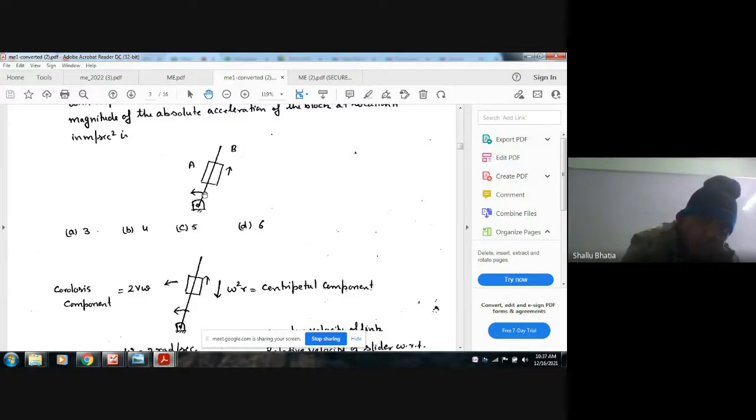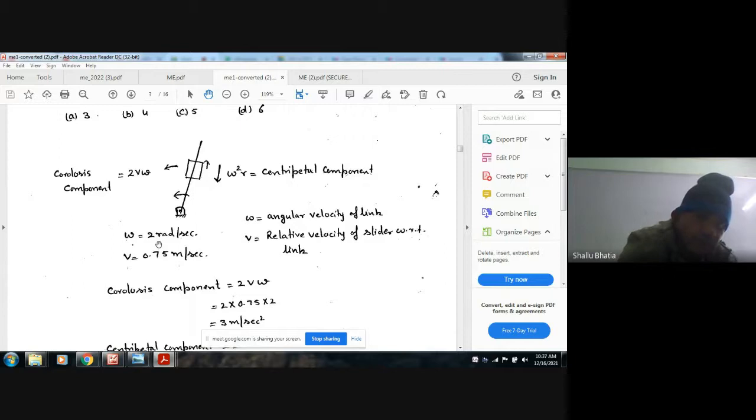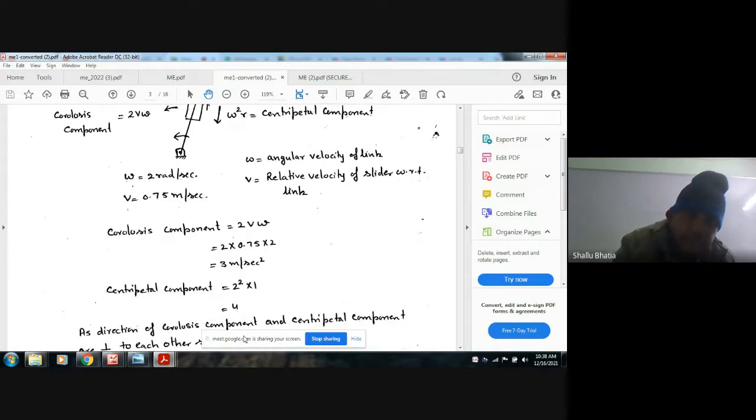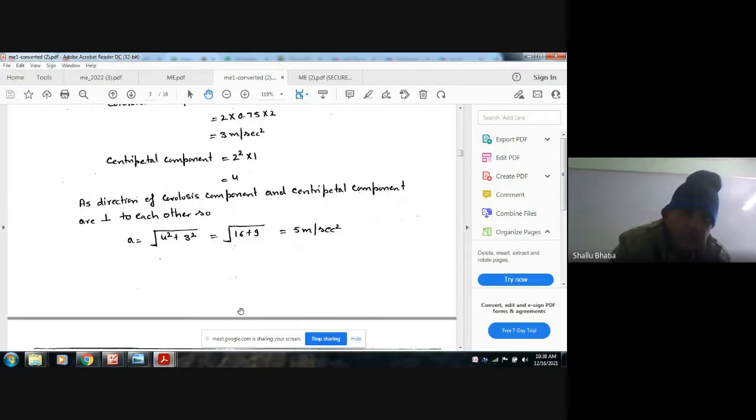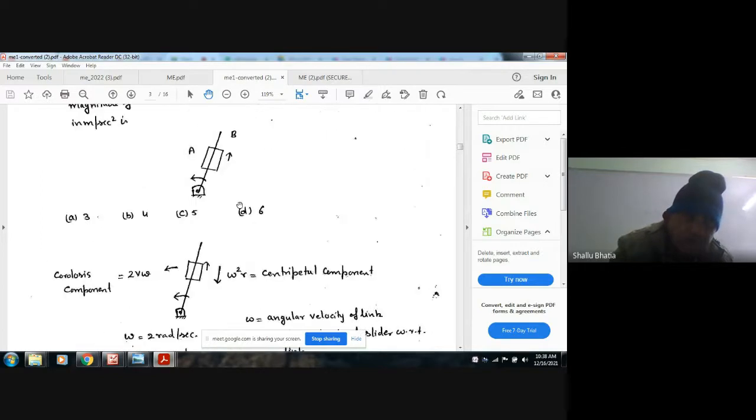And due to the combination of this rotation and this sliding motion, there will be a Coriolis component of acceleration that will be 2b omega. So 2b omega will be in this direction and omega square r will be in this direction. The resultant of these two will be your acceleration. So the value of omega is 2, b is 0.75, and so the Coriolis component 2b omega is 3, and the centripetal component omega square r is 2 square into 1 equal to 4. So A will be the resultant, root of 3 square plus 4 square, equal to 5. So the answer is C.